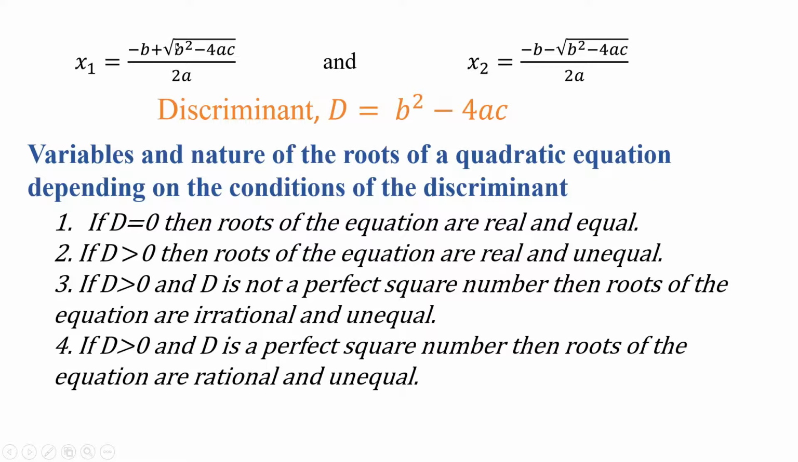And we know the sum of two rational numbers is a rational number. And if we divide a rational number by another rational number, then we get another rational number. Therefore, if b square minus 4ac is a perfect square number, then the roots of the equation are real, unequal, and rational. Okay, clear?